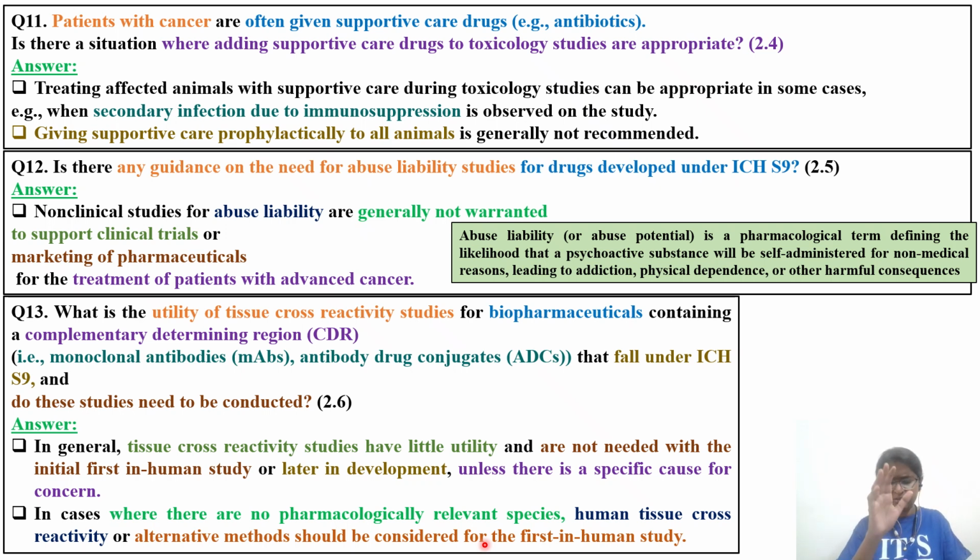For example, if it is a general molecule, based on whether it is a dog study, monkey study or rat study, you will have a NOAEL. By fractionation of that NOAEL, by converting it to HED, you can decide the first in human dose.